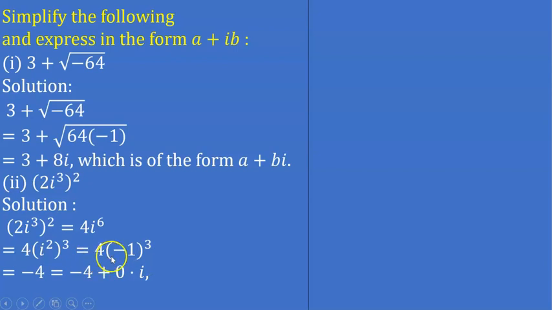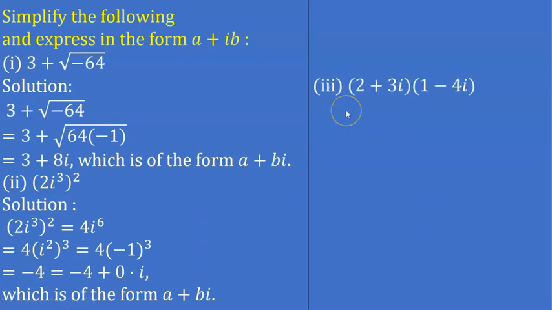And overall you will get here minus 1 raised to 3, which means what? Minus 1. Minus 1 into 4, then you will get here minus 4, and that's equal to minus 4 plus 0 into i, which is of the form a plus ib. Here the real part a is equal to minus 4 and the imaginary part b is equal to 0. Now next example, (2 plus 3i) into (1 minus 4i).